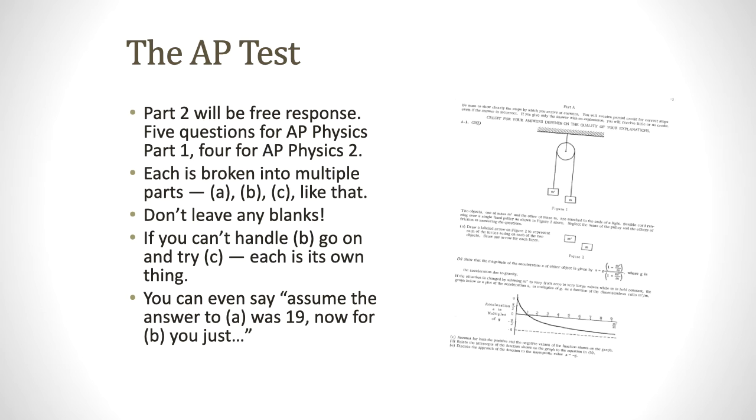4 of those for AP Physics Part 2, no one knows why, only 4. Each is broken down into multiple parts. Don't leave any blanks. Remember that if you can't handle Part B, go on and try Part C. You can even say, okay, assume the answer to A was 19. Now for B, do this. All of that is still true, except you get 4 questions on free response instead of 5.